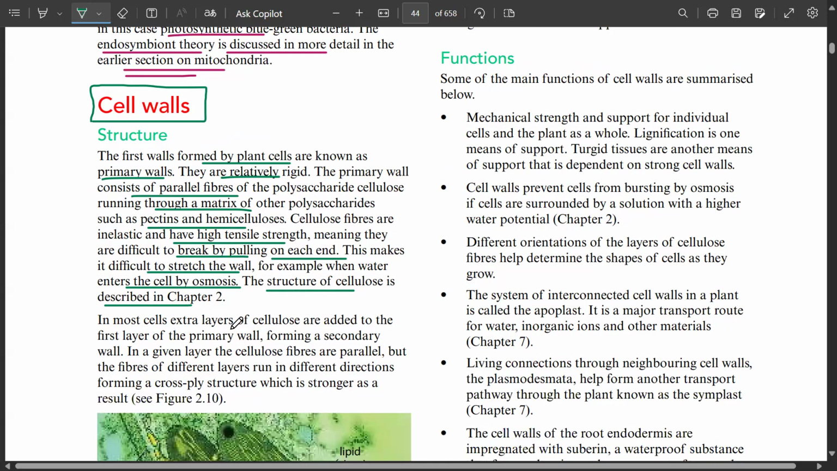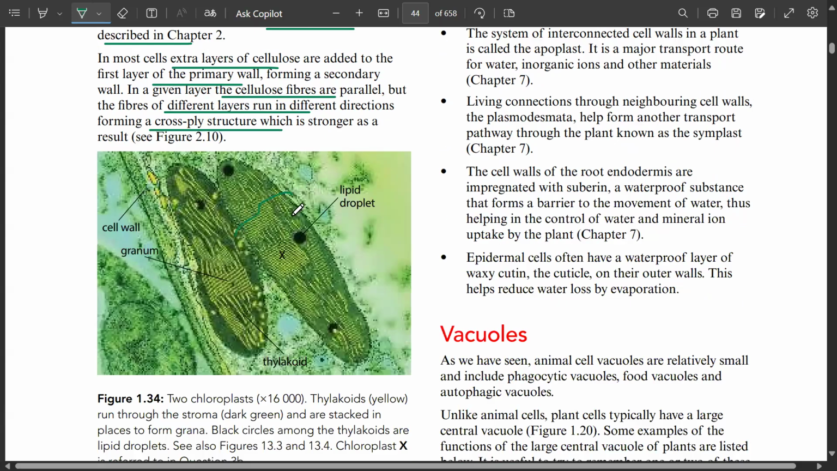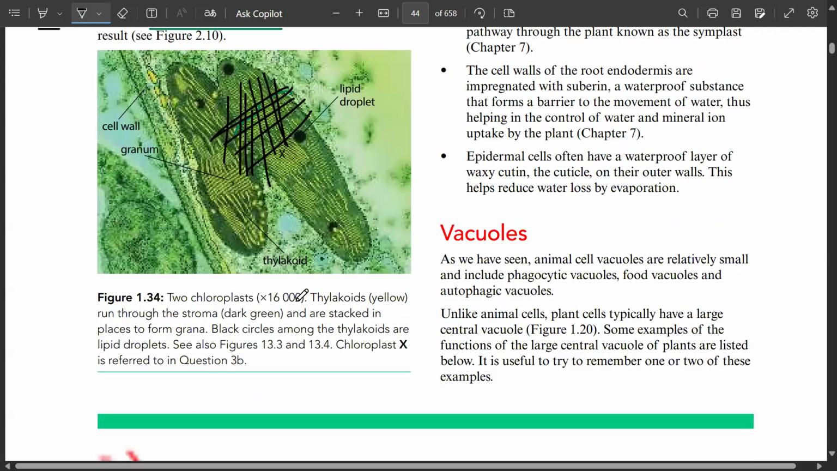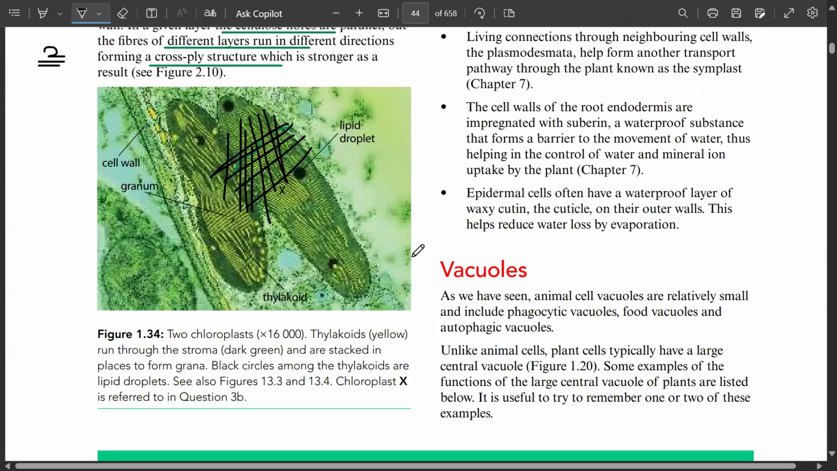In most cells, extra layers of cellulose are added to the first layer of the primary wall, forming a secondary wall. In a given layer, the cellulose fibers are parallel, but the fibers of different layers run in different directions, forming a cross-ply structure. You can see over here, and in our next chapter, chapter 2, biological molecules, we'll study the structure of cellulose in detail: how they are all arranged in a crisscross manner. This crisscross manner makes it very, very strong, which means it would be difficult to stretch, difficult to break, difficult to change shape, and have a high tensile strength. Here you can see the two chloroplasts and all of that.